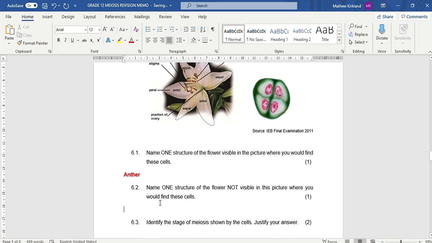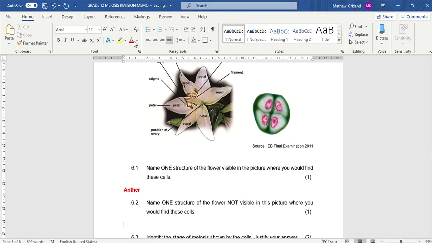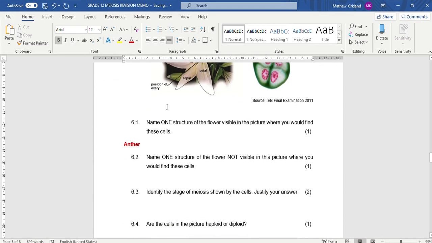Now look at question 2. It says, name one structure of the flower not visible in the picture where you would find these cells. Remember we said before, where will meiosis occur in a plant? We've already said anther. What is the only other place that we can potentially find it?